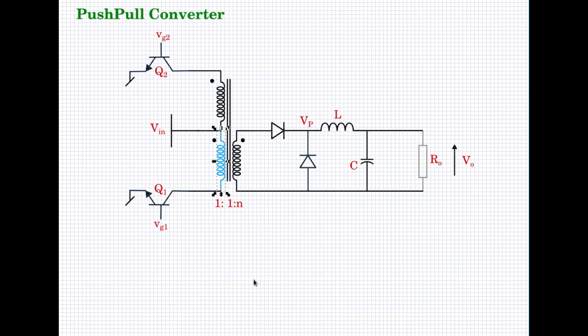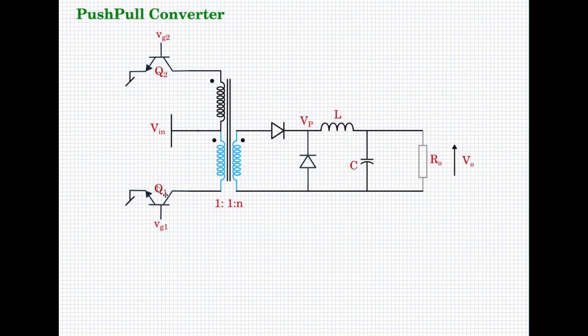So let me give it a different color. When this winding is in action, this dot polarity, this is the secondary winding that is in action. So let us mark that also in blue color, so that it is easy for you to understand that when Q1 is on, this blue winding is in action. Accordingly, the blue secondary winding is also in action, which delivers the energy to the inductance and the output buck circuit in a way which we are familiar with.